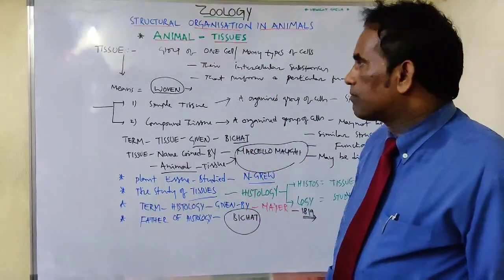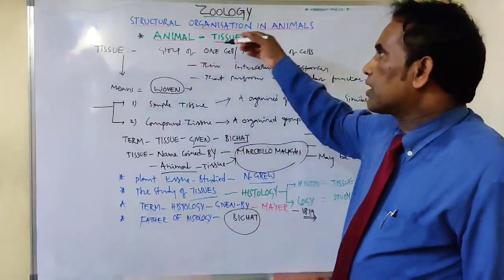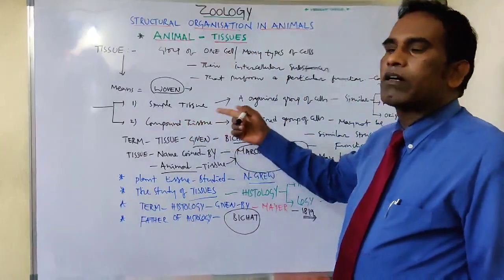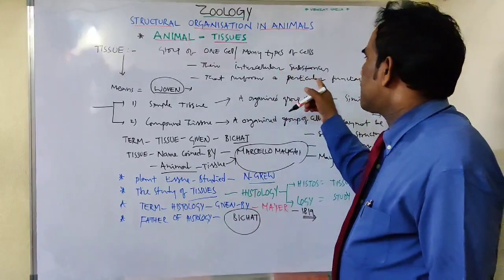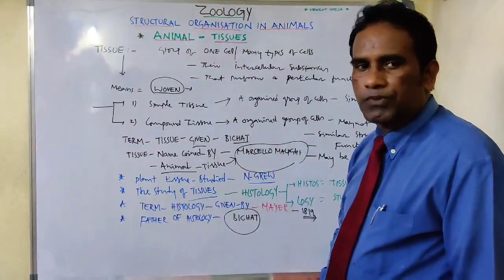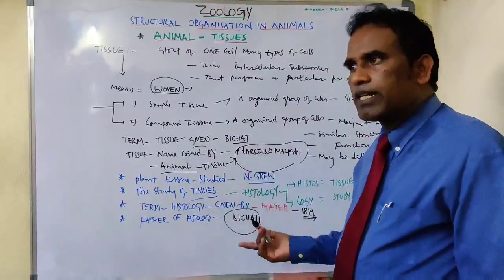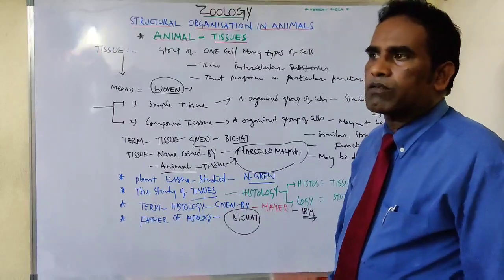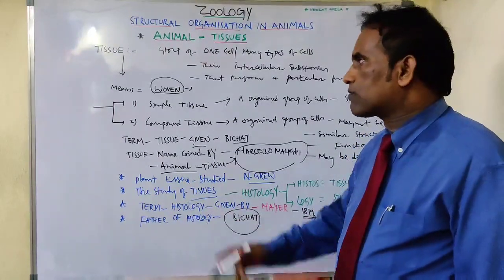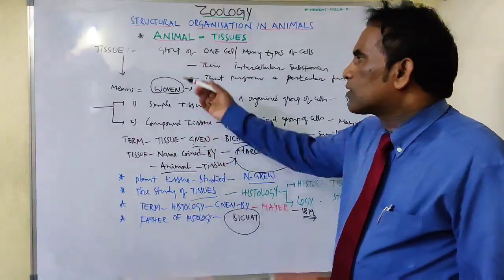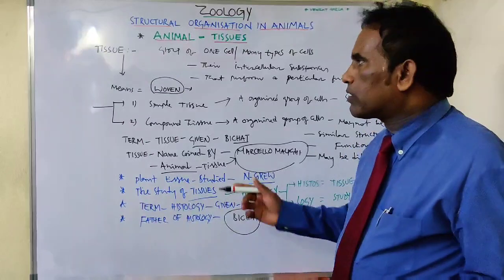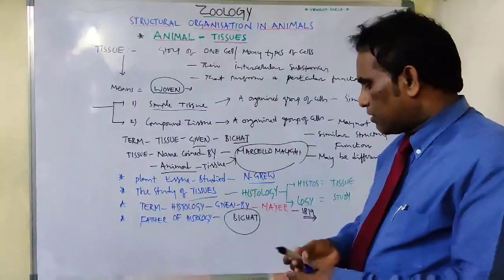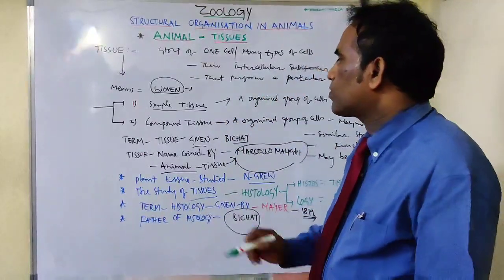So, animal tissues. What is a tissue? A group of one cell or many types of cells and their intercellular substances that perform a particular function is called a tissue. Tissues are present in both plants and animals. If present in plants, it is called plant tissue. If present in animals, it is called animal tissue. Ours is animal tissue. Tissue means woven. There are two types of tissues, called simple tissue and compound tissue.